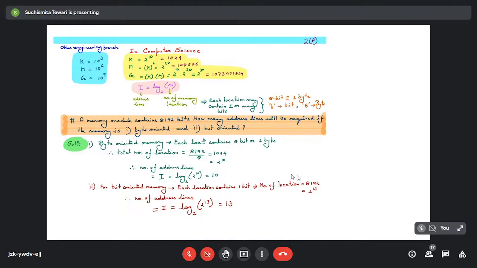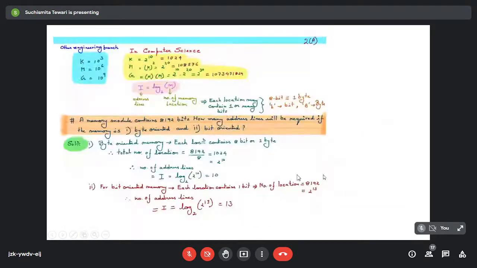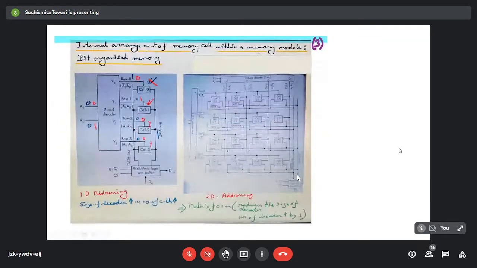So up to this, does anyone have any confusion? In these three slides, whatever I said, if there is any confusion in any place, then please tell me, I will repeat. Does anyone have any confusion? Okay, alright.